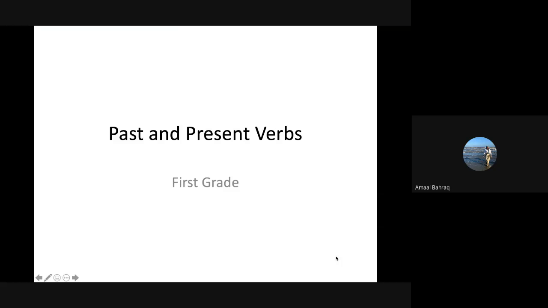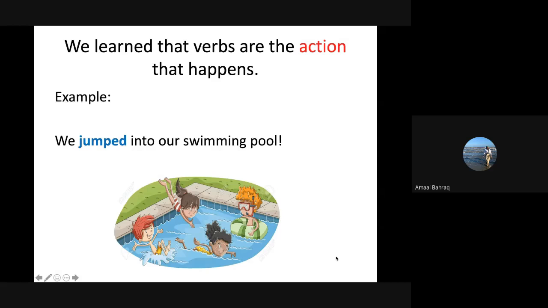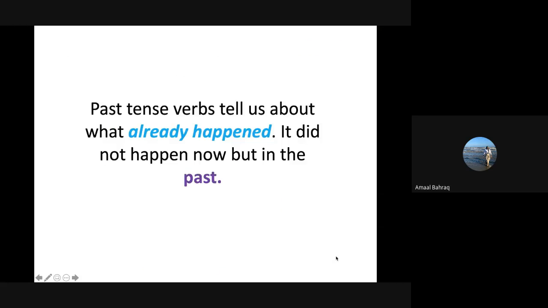Right, boys and girls, today we're going to be talking about past and present verbs. Let's get started. We learned that verbs are the action that happens. So an example of that would be we jumped into our swimming pool. Jump is an action. That's why it's called a verb.